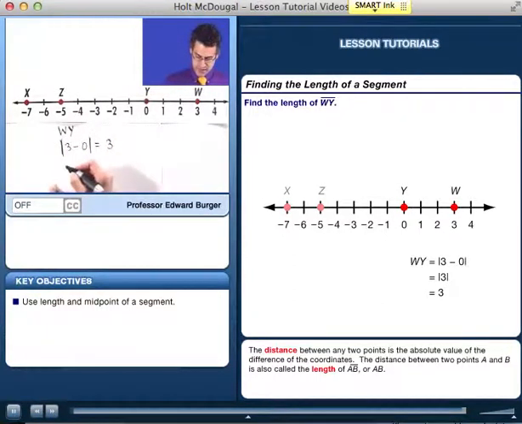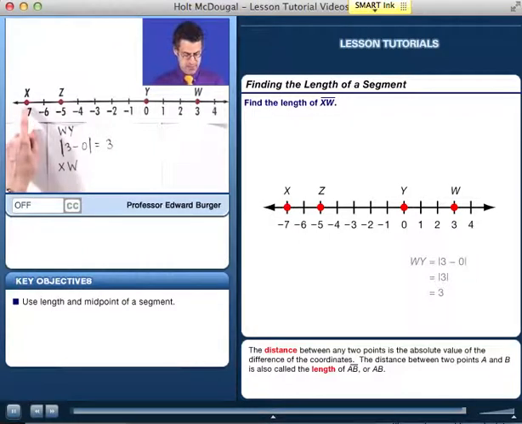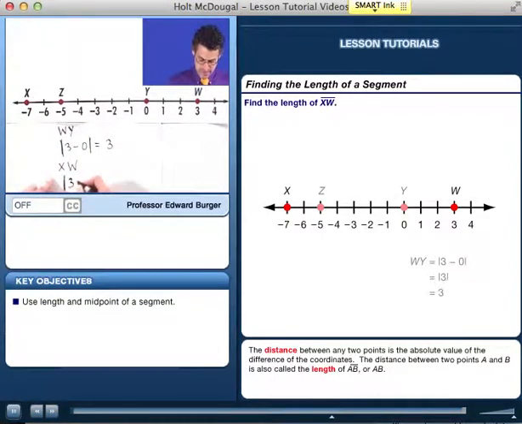What about the length of line segment XW? Well, let's see where that is. Well, the line segment XW is right here. So what's the length of that line segment? Well, what we do is we take the absolute value of the difference of their locations. So in this case, I would take the absolute value of 3 minus negative 7.